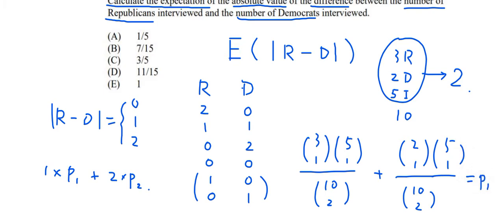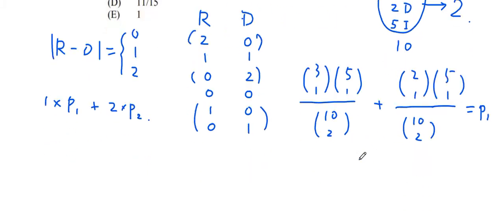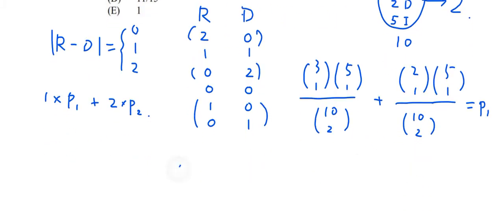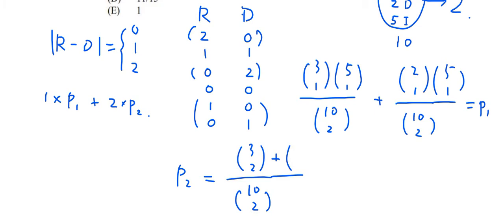Okay, so P2 is only these 2 cases, right? This one and this one. So P2 is also very easy. So P2 equals, here 10 choose 2. So there's 2 2 0. So this means from 3 pick 2, or the other way is from 2 pick 2. Okay.